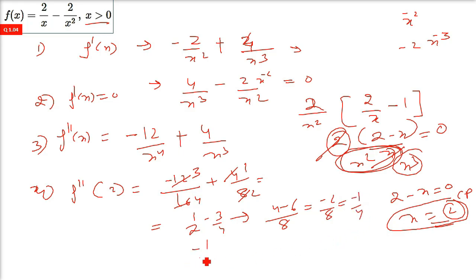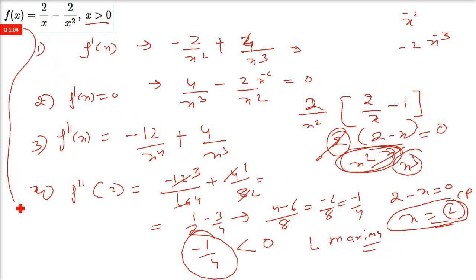And we don't have to worry about value. We have to worry about the negative sign. Negative means local maxima. It's maxima. Local maxima. So when you got this local maxima, this is for the local maxima thing, but actual value can be only found from the original equation. So put this 2 in the original equation.